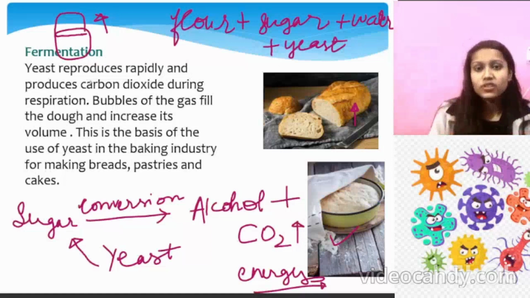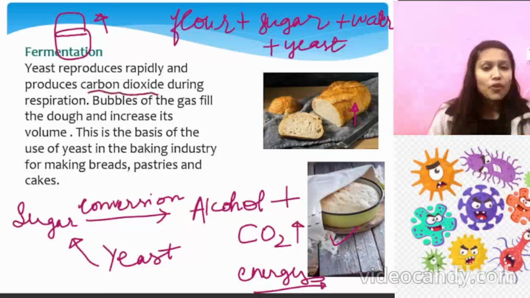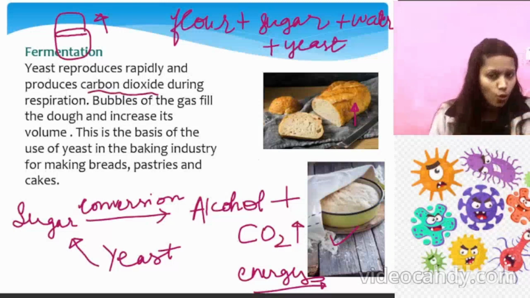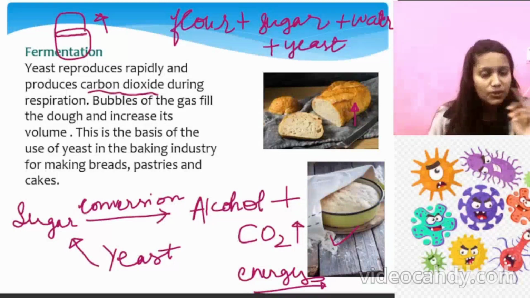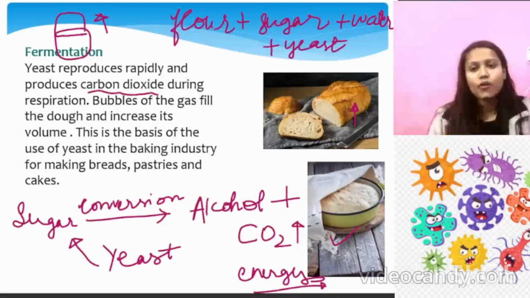So yeast reproduces rapidly, and what does it produce? It produces carbon dioxide. One more important thing that I missed is that we put a cloth over the dough so that less oxygen is available in this process, because it is very important. In the fermentation process, the conversion should be done anaerobically. What is the meaning of the word anaerobically? It means in a small amount of oxygen. Oxygen shouldn't be there, or it should be minimal. That's why we put this cloth over the dough to make this process happen anaerobically.